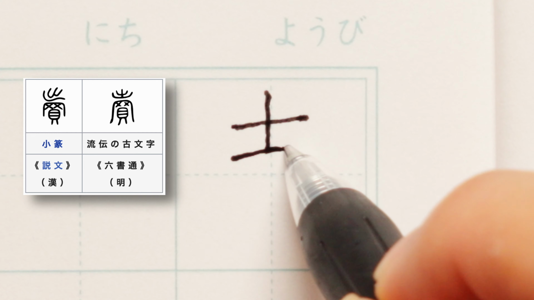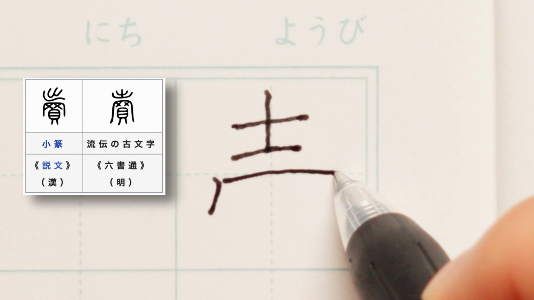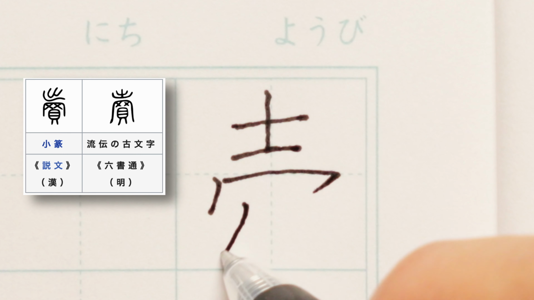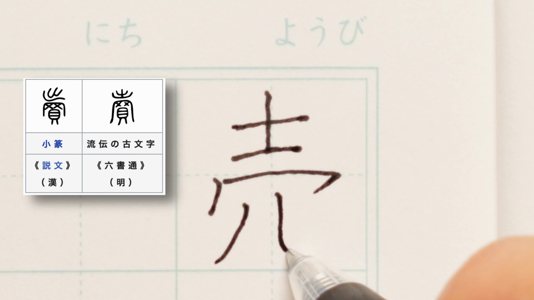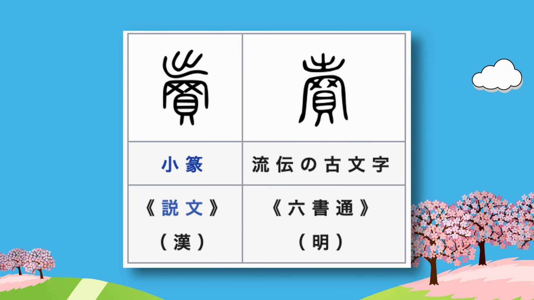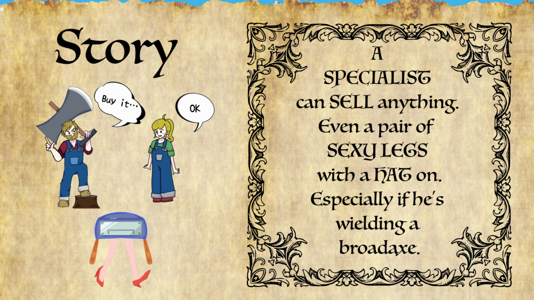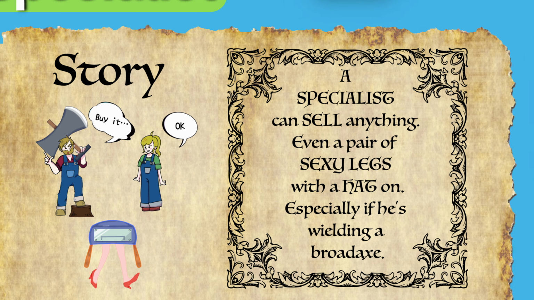The version we are learning was adopted as an abbreviation for that, and is the one used in modern Japanese. So it kinda lost that hint of meaning in the parts. But it is very common, so you'll get used to it fast, I think. For our story, we're going to say that a specialist can sell anything, even a pair of sexy legs with a hat on, especially if he's wielding a broadaxe.